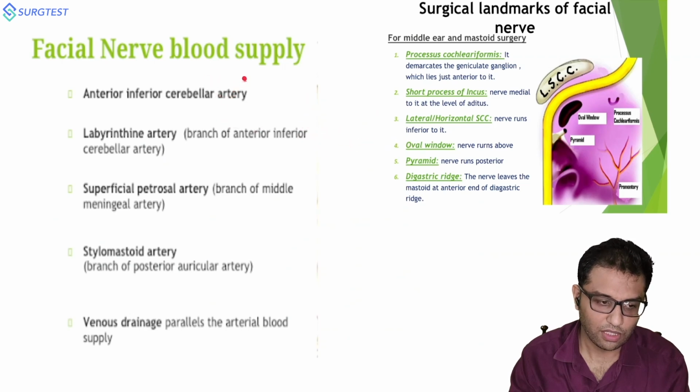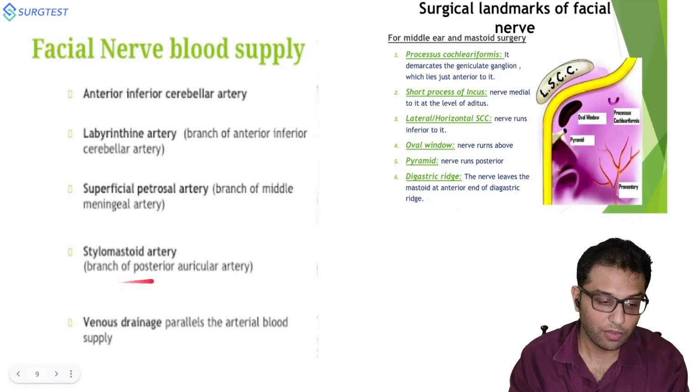What is the blood supply of the facial nerve? It is from five branches. One is the anterior inferior cerebellar artery, then the labyrinthine artery, then the superficial petrosal artery, and then when it comes out from the stylomastoid foramen, that part is supplied by the stylomastoid artery, which is a branch of the posterior auricular artery.